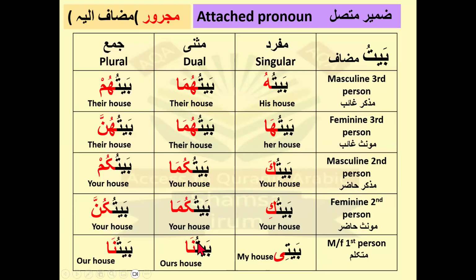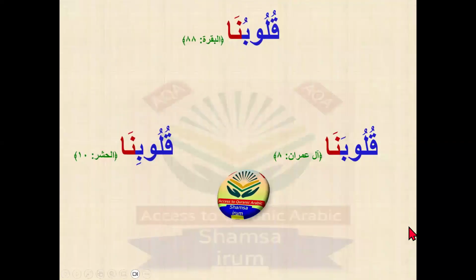Look, all of them have the dhamma on top except Ya-Mutakallim, because Ya-Mutakallim demands kasra on the letter before it. So bayti. At this point, if I asked you whether bayti is marfu, mansub, or majroor, you must say that it is marfu, because the whole chart is in marfu state, so this bayti is also in marfu state. All right, let's move on to a few practice examples from the Quran Majid now. All rules are done.